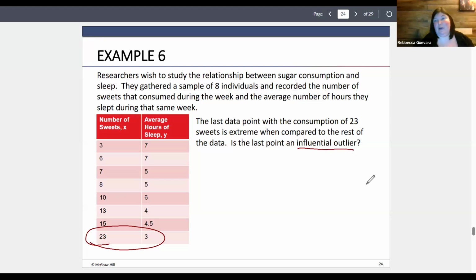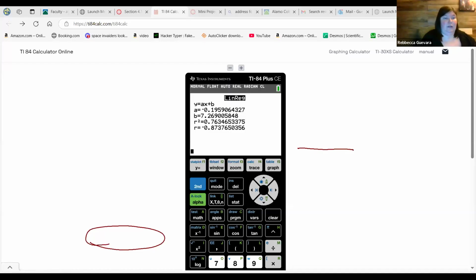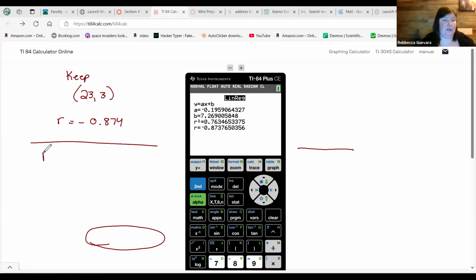So we want to know, is it an outlier that's actually influencing anything? Outliers don't always cause changes. We're just seeing whether this one actually causes a change. Just because you have an outlier does not mean it's having an extreme effect on your data. So if I keep that point of, I think it was 23 and 3 hours of sleep, my correlation coefficient was negative 0.874 approximately. And that is my outlier.